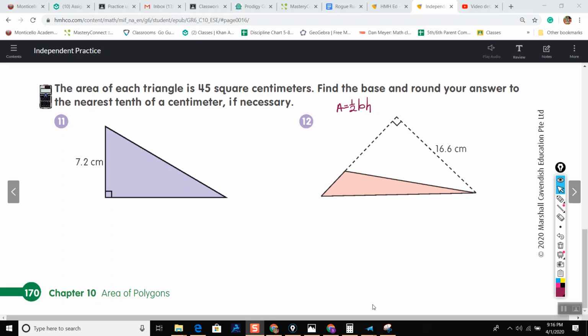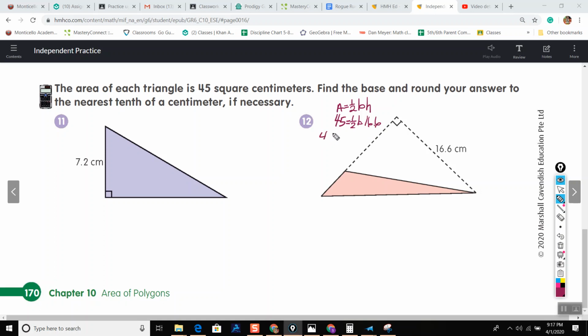Okay, so we're still on page 170. We're now doing problem number 12. And I've already written the formula here. So the area is 45. Okay, so area is 45. Remember, these are the ones we're working in reverse. And we want to know, we're finding our base. So we have 1/2 of the base, which we don't know, and our height is 16.6.